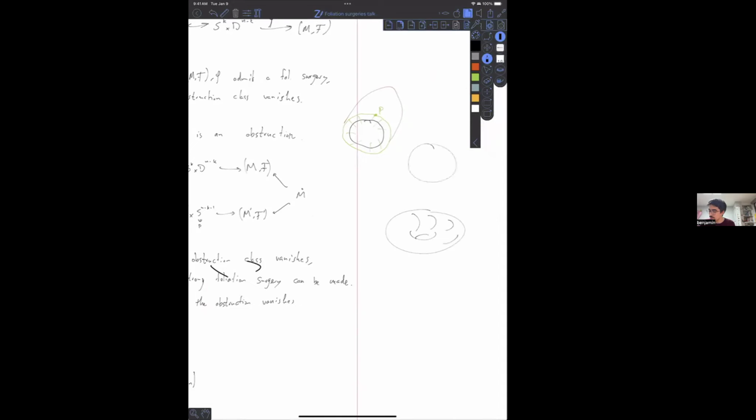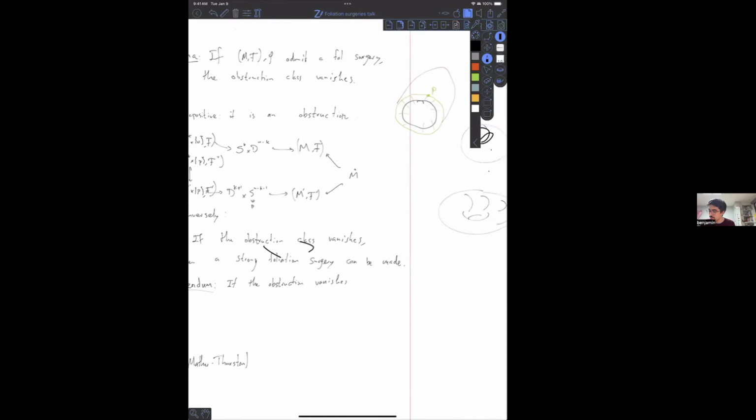You do surgery to get the sphere. This doesn't even admit a regular foliation. So you're going to have to introduce singularities. It's unavoidable.